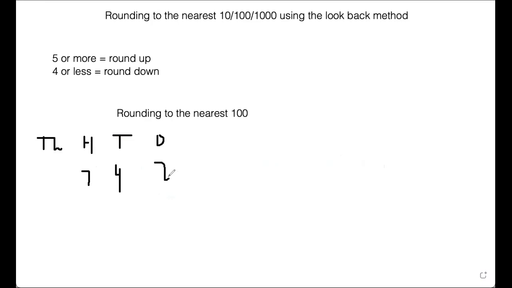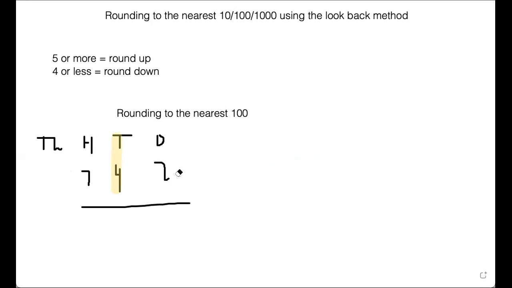742. We're rounding to the nearest 100, so we're looking at all three. The look back method says start in your hundreds because we're rounding to the nearest 100. Look back, 4 or less, yes. So the whole number rounds down to 700.